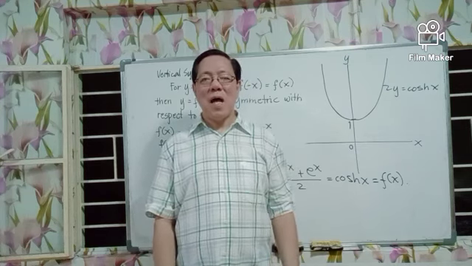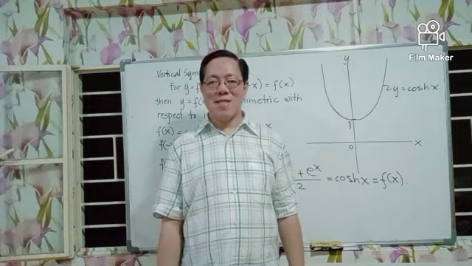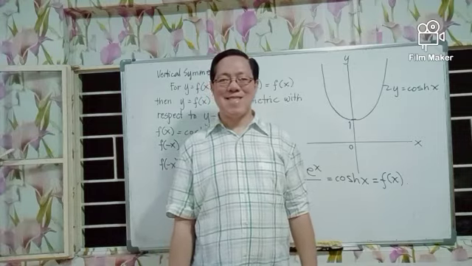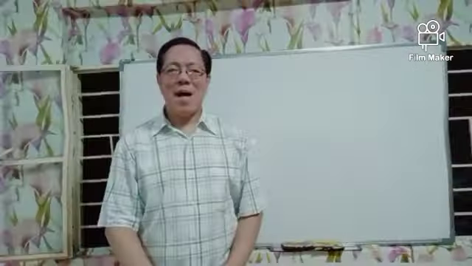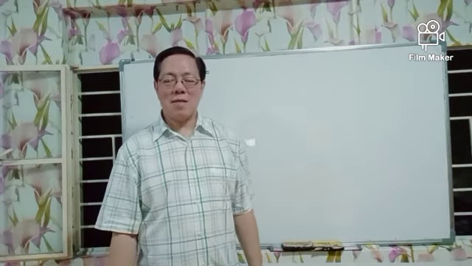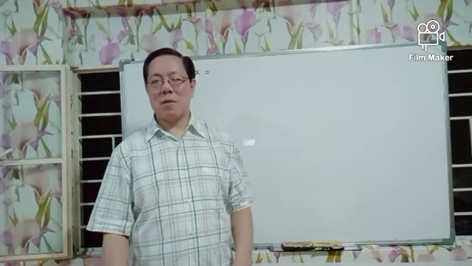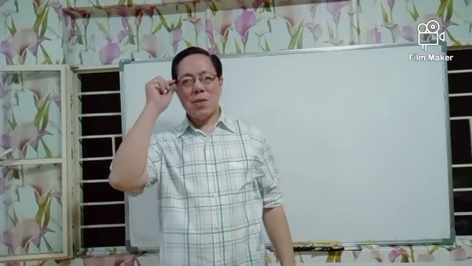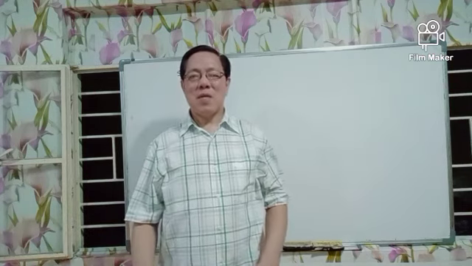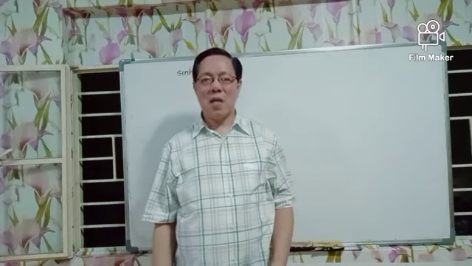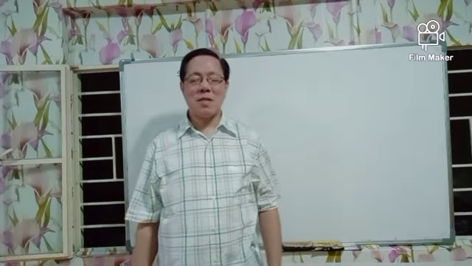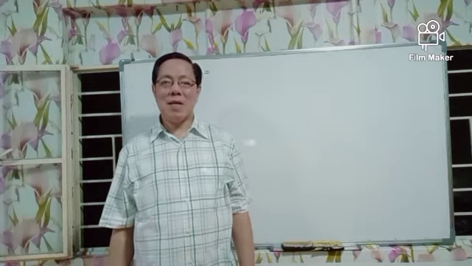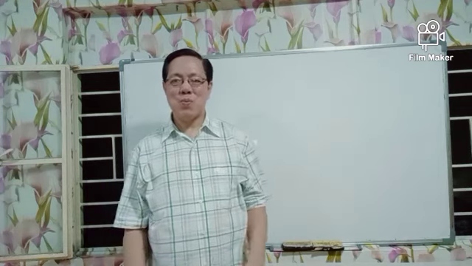We now define hyperbolic sine of x. The hyperbolic sine of x is also defined in terms of the exponential functions e to the x and e to the minus x. In particular, hyperbolic sine of x is equal to e to the x minus e to the minus x all over 2.